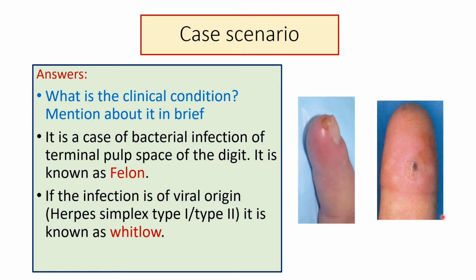where if the infection is of viral origin, most commonly herpes simplex, then it is known as whitlow. So if the infection is because of bacteria, we call it a felon, and if it is of viral origin, we call it a whitlow. So the pulp space infection can be felon or whitlow. In the present case scenario, it is a bacterial infection known as felon.